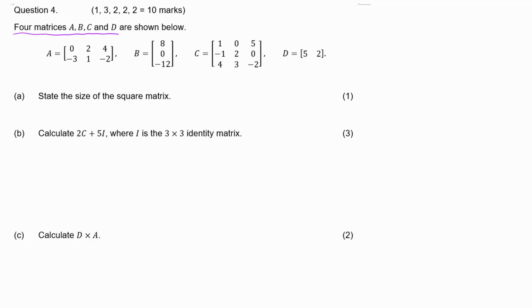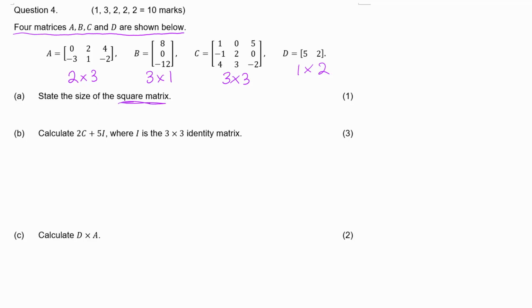Four matrices A, B, C, and D are shown below. Now, it might be worth just taking a moment to write down the size of each matrix. So this one's got 2 rows and 3 columns, so it's a 2 by 3. This one is a 3 by 1. This is a 3 by 3. And this one is a 1 by 2.